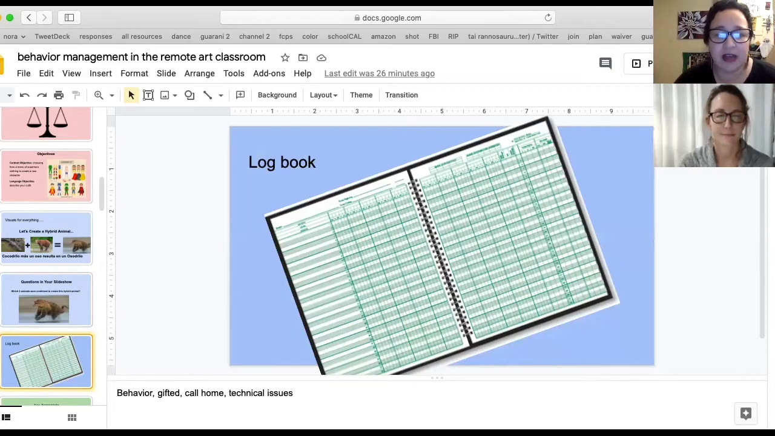Keeping a logbook. I use my logbook for everything, including things like behavior. I will mark off any kids that I need to touch base with at home, kids that are maybe gifted and I need to touch base with them if they need more materials, kids that I need to call home, or if they're experiencing technical problems. I will make a quick column with what that problem is, and then I will be able to know in the future, after my many classes during the day, I'll be able to remember exactly which child I need to touch base with.